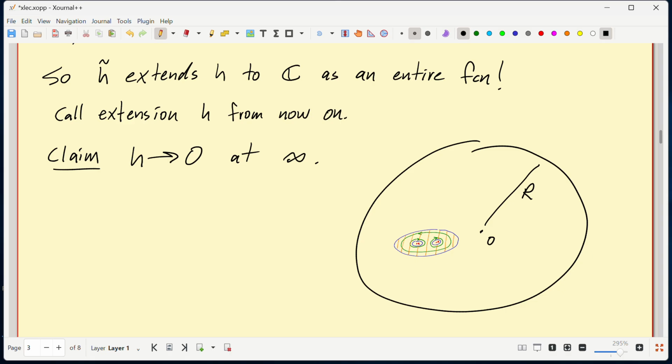If I'm out here, the index with respect to all those curves is clearly 0, because we know on the unbounded components, the index of all those things is 0. So, in a picture like that, the index with respect to gamma of z is equal to 0 when z is outside a big disk.